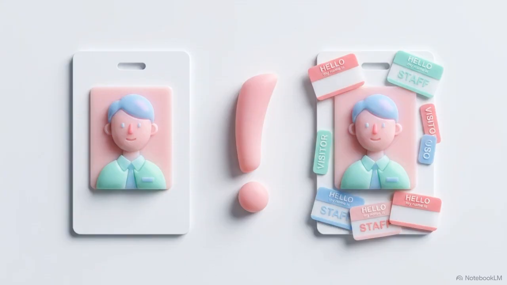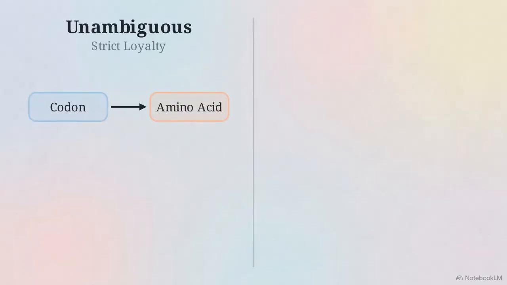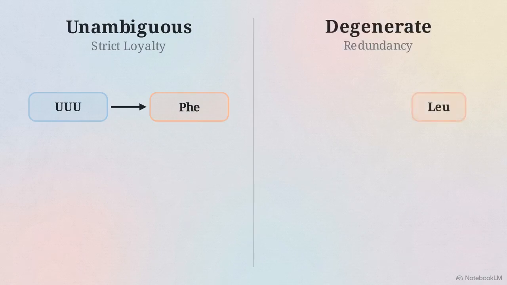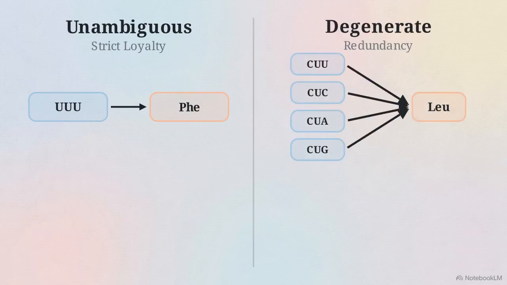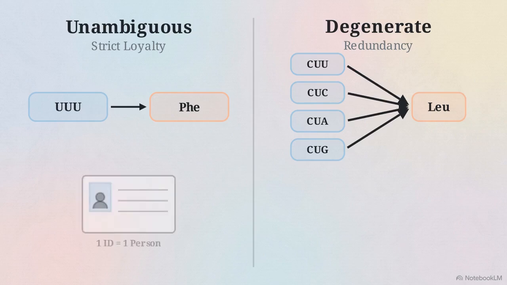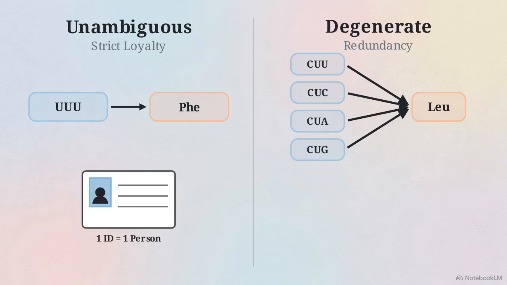When tested on this code, students chronically confuse 2 specific NCERT terms, unambiguous and degenerate. Unambiguous means strict loyalty. One codon points to one amino acid. UUU always codes for phenylalanine. Degenerate describes redundancy. One amino acid is coded by multiple codons.